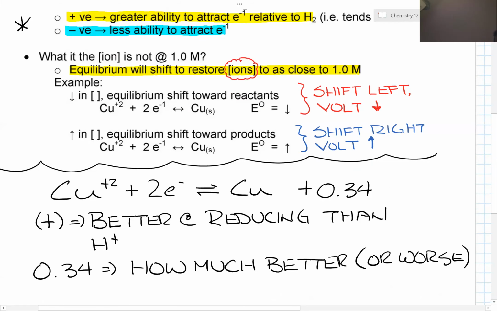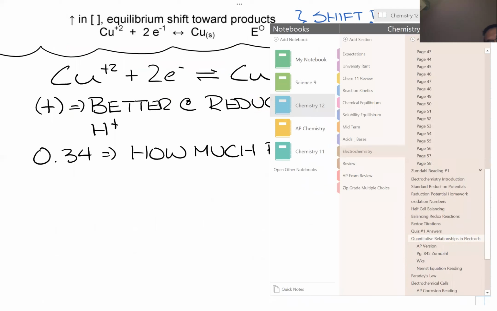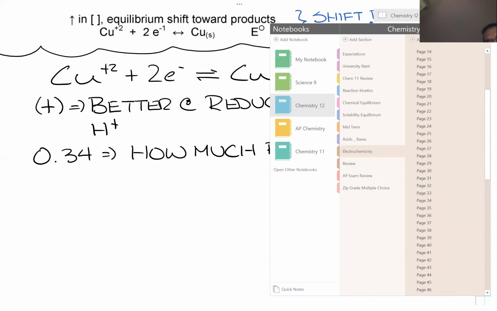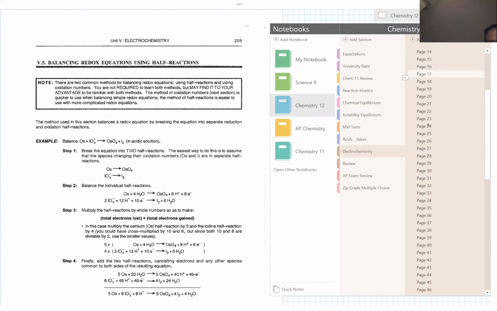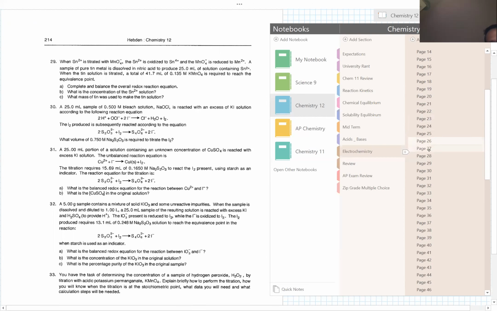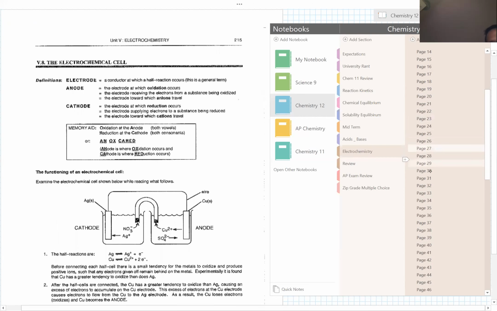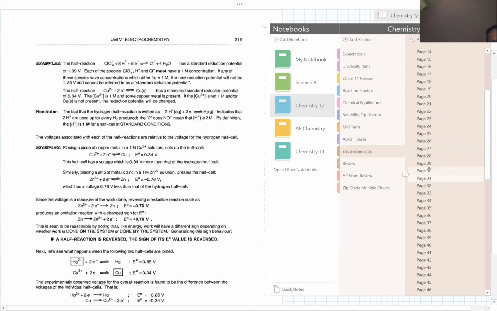Okay, now what I want to do is go over an example in your reading package. So I think it is up here on page 16, I believe. Nope, that's half reactions. Let's see, 17, balancing, I think. Let's see, nope, nope, 26, nope, nope, nope. Standard reduction potential table, yes.